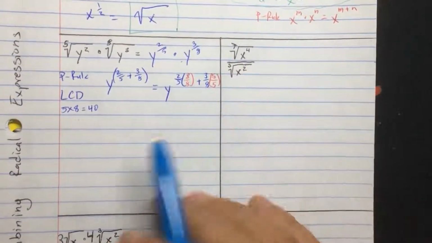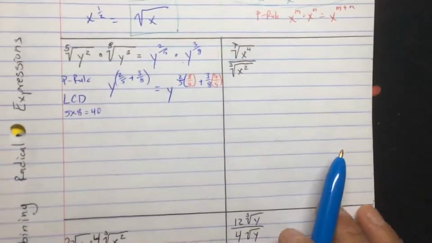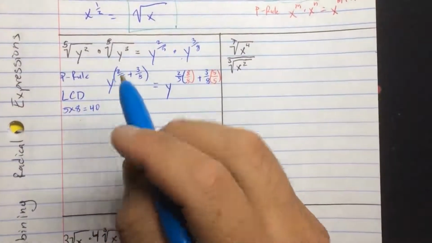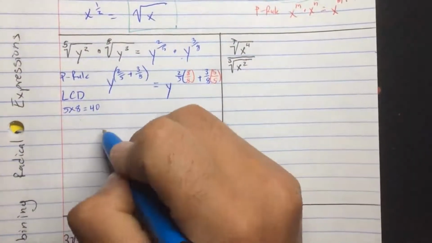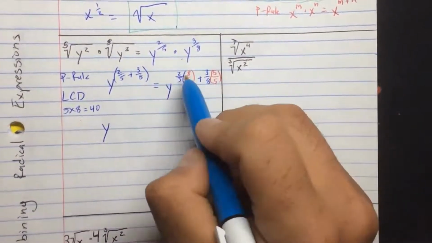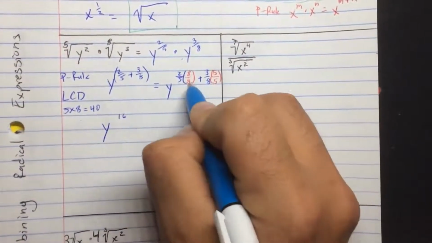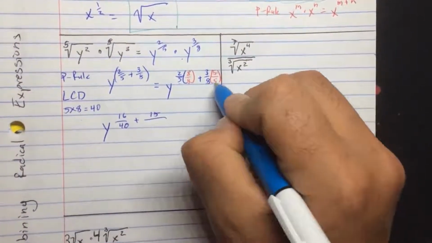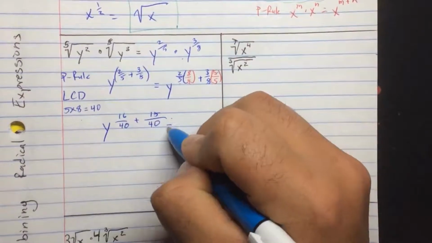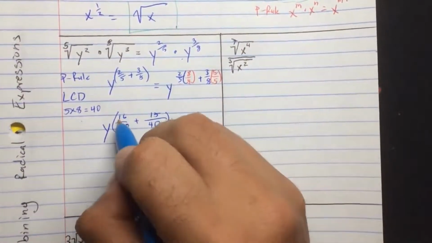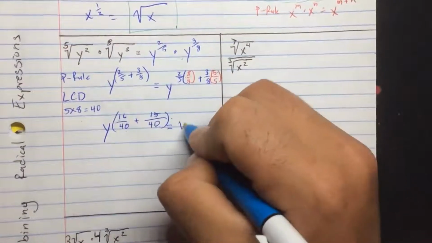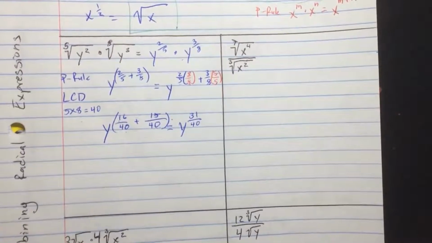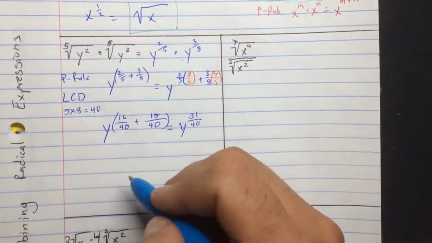So this would change into, go ahead and rewrite this. I have to leave it here so it's in the middle. So this is going to change to, am I in blue? Yes, I am. This is going to change to y to the 2 times 8 is 16 over 40 plus our 3 times 5 is 15 over 8 times 5 is 40. And this is going to be equal to 16 plus 15, because they have the same LCD, y to the 31 over 40, which seems like a ridiculous number, but we're just going to go ahead and rewrite this.